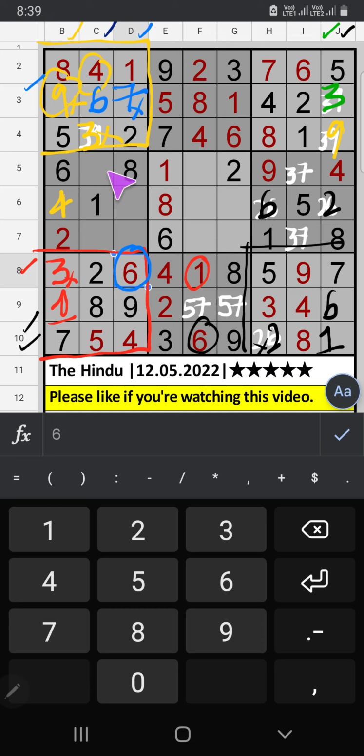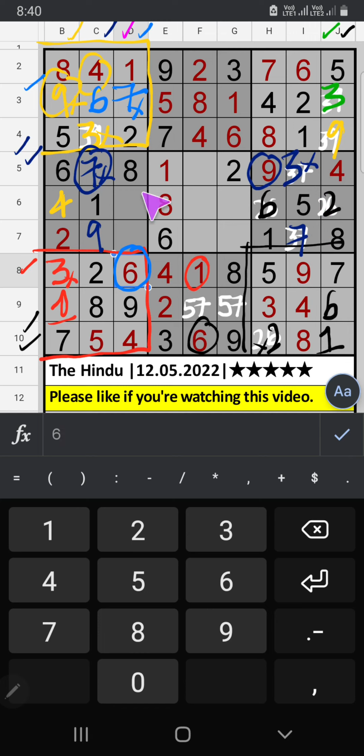Column C, 2 numbers are remaining, 7 and 9. 5th row, we already have 9. So 9 can't come in this cell. 9 is confirmed here. Then 7 is here. Fifth row, we already have 7, so 7 can come in this cell. 7 is confirmed here, then 3 is here.